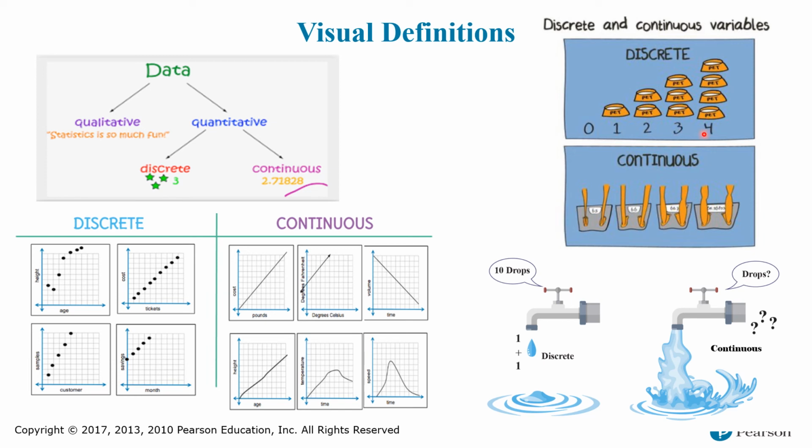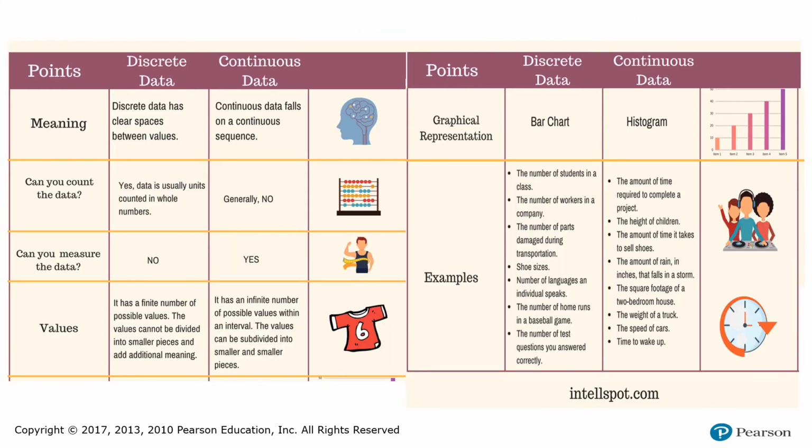Here are some visual definitions for you to take a look at. You never know what's going to help you remember something. I recommend pausing the video and considering discrete and continuous data from all of these different perspectives. It might help you understand better. If you'd like more examples, take a look at this chart, which can really help you break down different qualities of discrete and continuous data. I recommend pausing the video and reading through it.